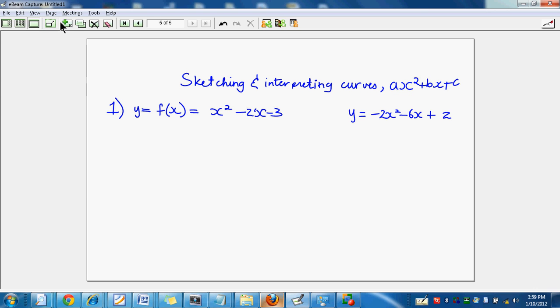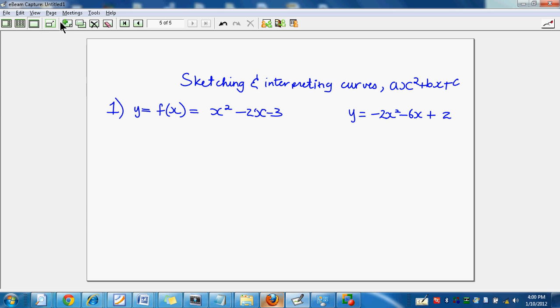So let's say, for example, we had an equation or a function f of x, which is the same thing as saying y, equal to x squared minus 2x minus 3. This would give us a curve. All quadratic functions give us a curve. But the first thing we have to determine, if we have to sketch them, is whether you're going to have a maximum or a minimum point. Now we said that if A is negative, you have a maximum point, and if A is positive, you have a minimum point. That's the note you just took.